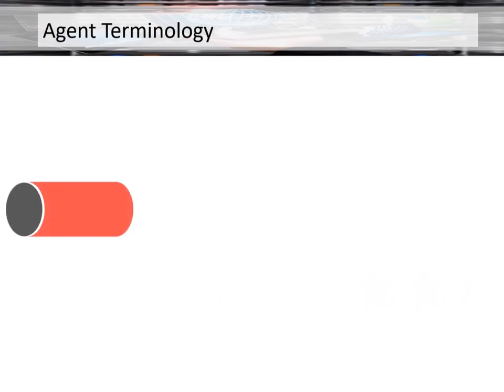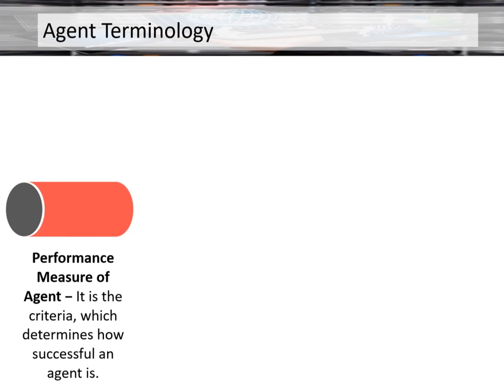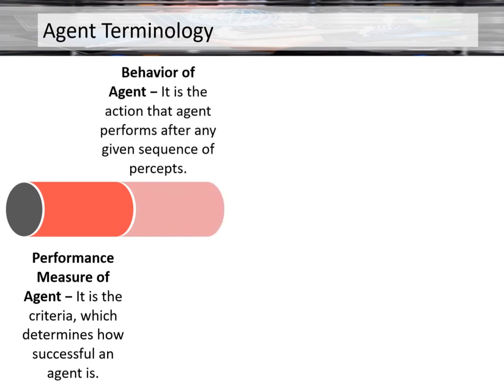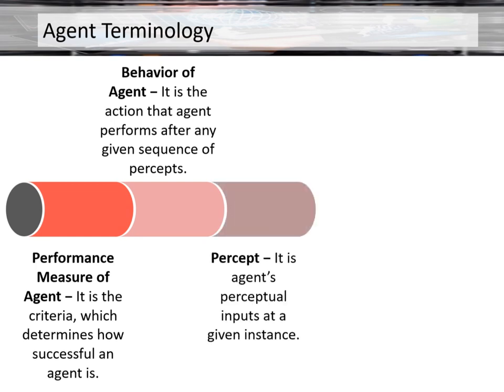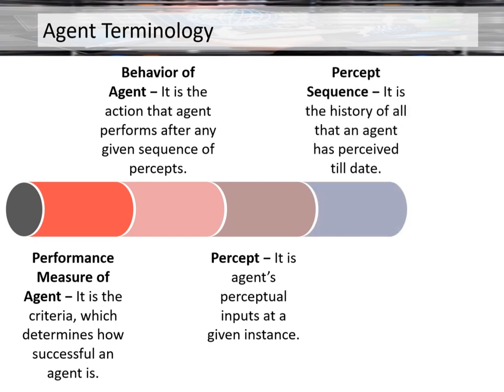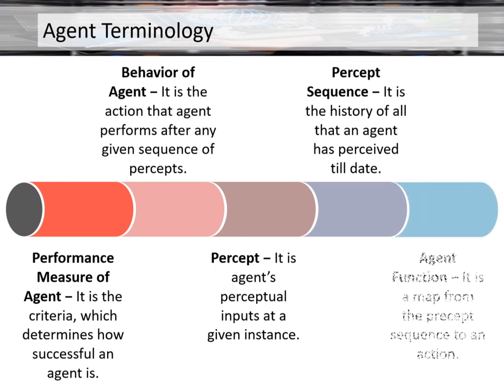Agent terminology. Performance measure of agent: it is the criteria which determines how successful an agent is. Behavior of agent: it is the action that an agent performs after any given sequence of percepts. Percept: it's an agent's perceptual inputs at an instance. Percept sequence: the history of all that an agent has perceived till date. Agent function: a map from the percept sequence to an action.